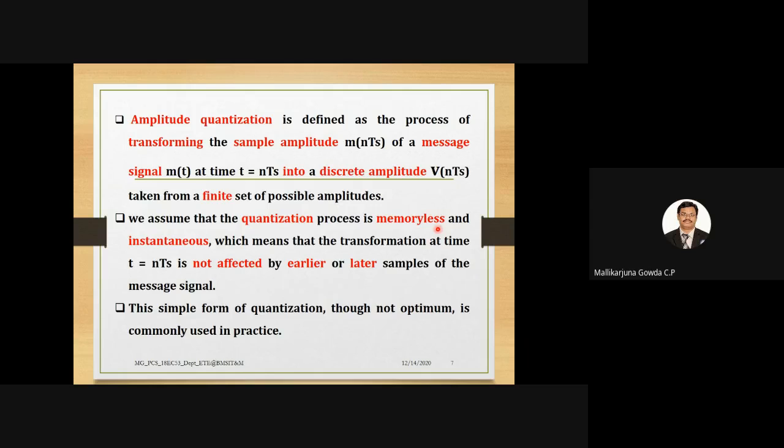And here we assume that the quantization process is memoryless. So what do you mean by memoryless? Its value won't depend on previous or future values. That's why it is called memoryless. And it is instantaneous also, meaning the transformation at time t equal to nTS is not affected by earlier or later samples of the message signal. This is one of the simple forms of quantization; though it is not optimum, it is commonly used in practice. So, discretization of the amplitude of a signal.